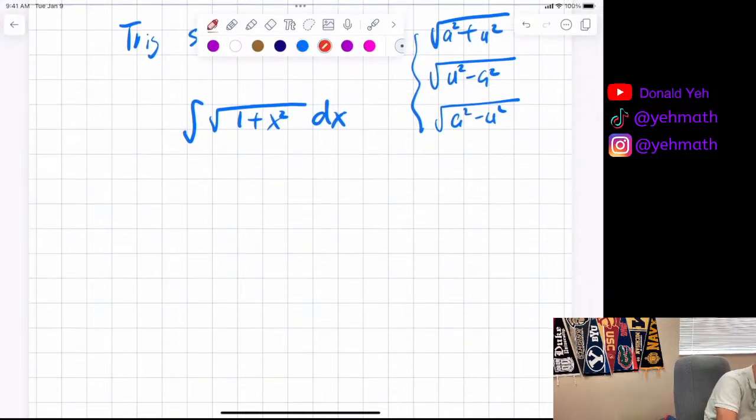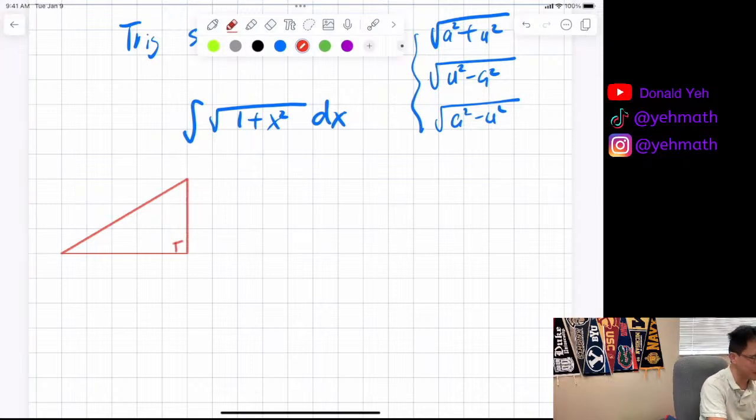So first thing is we're going to draw out a right triangle. Actually, I like this triangle on this side. Always the same right triangle. The right angle on the bottom, the left has a theta. And we have the square root of 1 plus x squared.